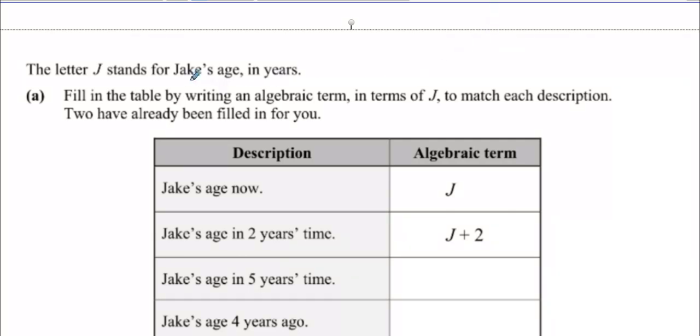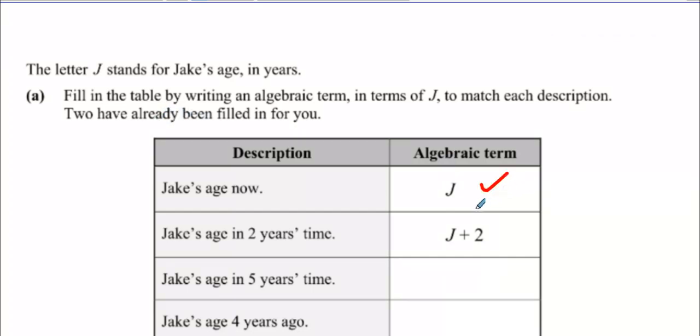Okay, the letter J stands for Jake's age. Fill in the table by writing in algebraic terms. So Jake's age now is J. In 2 years' time, what do you do with Jake's age? You add on 2. J plus 2. What do you think in 5 years' time you're going to do?